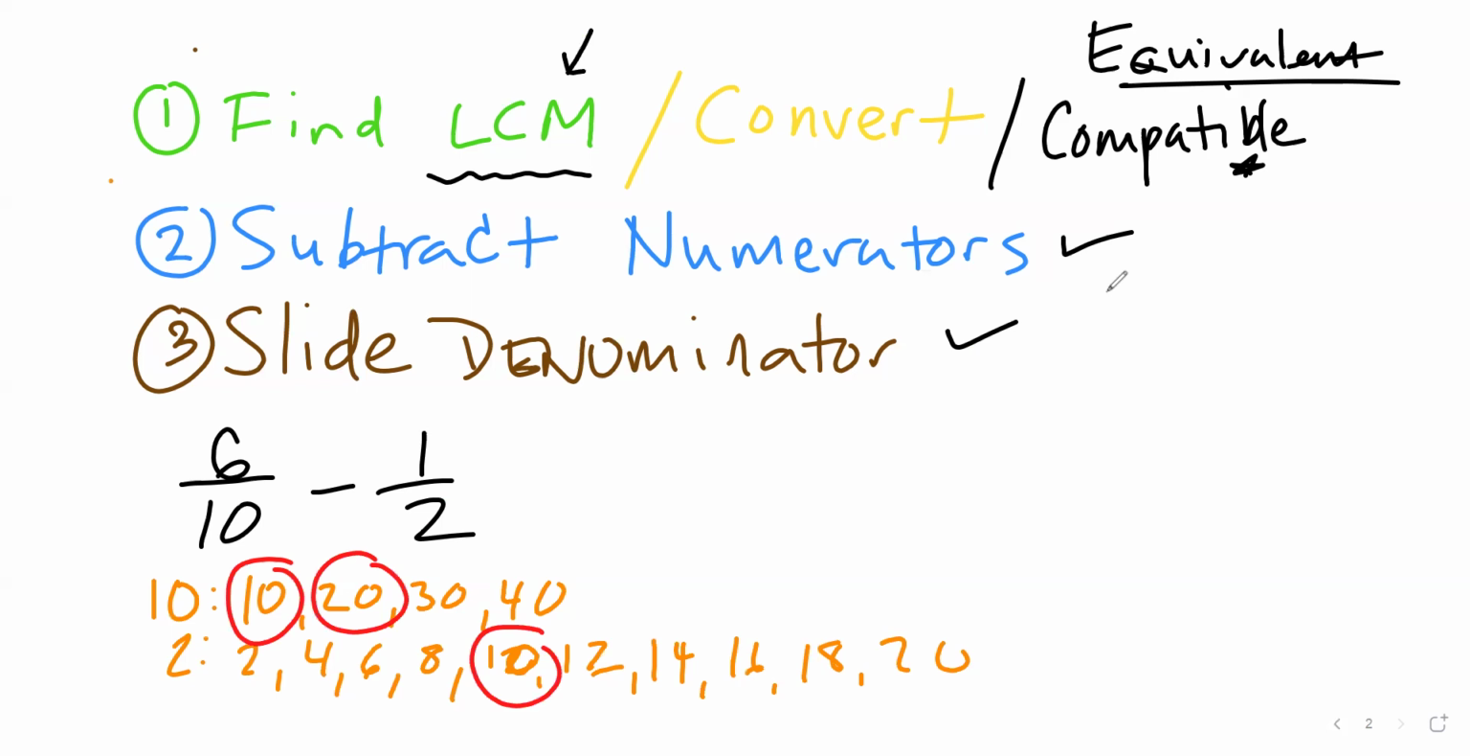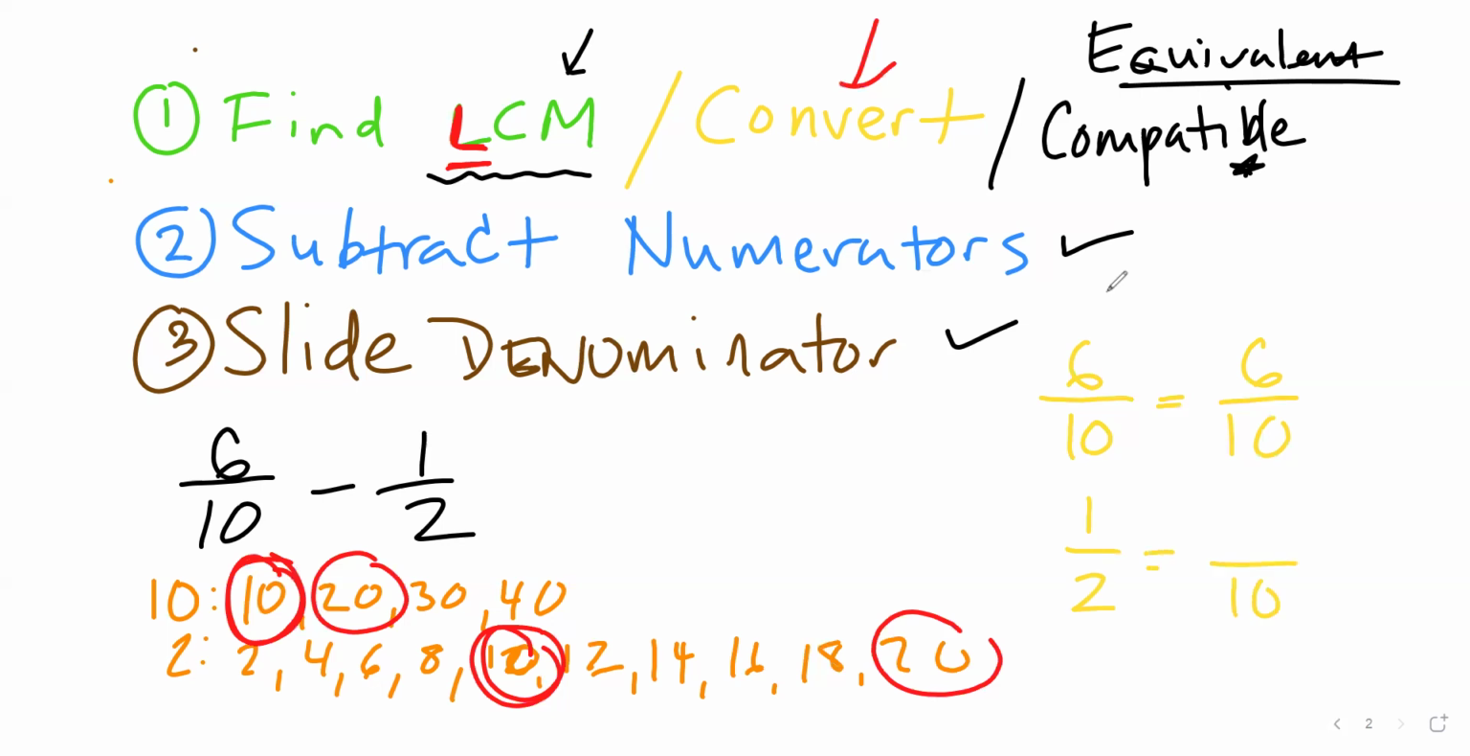They also both share 20. But if we're thinking about the least, the smallest multiple they share, that would be 10. So now that I've done that, this is the convert step. I now know that I have 6/10 and I need to make it say tenths. Oh, that's easy. That means I don't have to do anything. It already does it. But now I have 1/2, and I need that to say tenths.